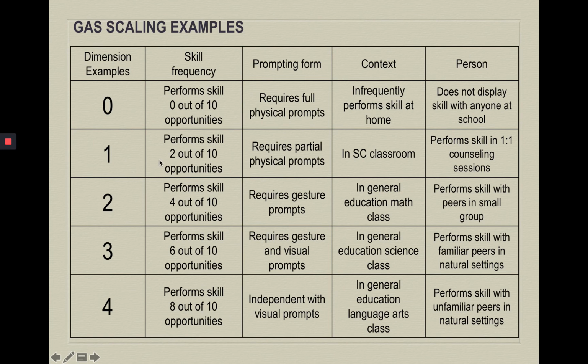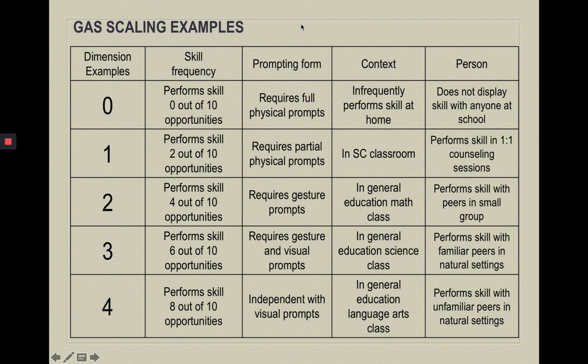So let's say level 1 is 2 out of 10. Level 2 will be 4 out of 10. Level 3, which is our annual objective, is 6 out of 10. And if you were to exceed that criteria, it would be 8 out of 10. So this is just kind of the cherry on top.